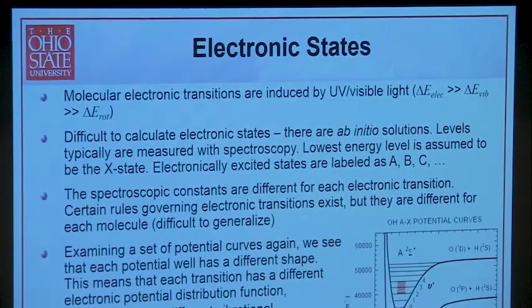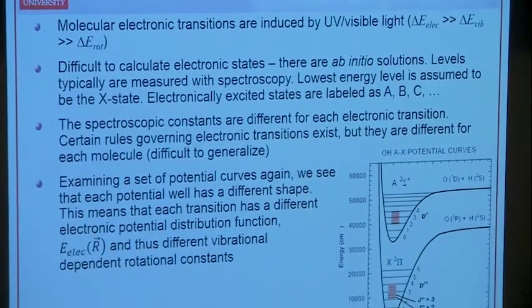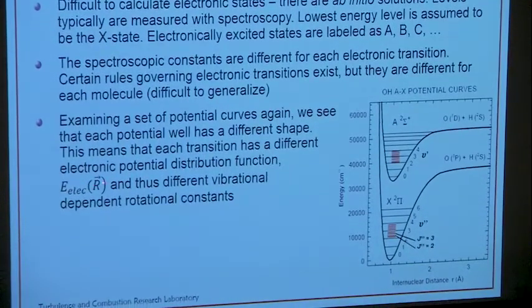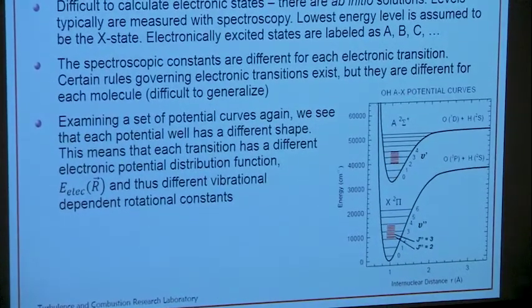So let's look at, again, OH, another set of potential curves. What you can see is actually when we're going from one transition to the other, the actual shape of this potential well is different for each transition. What that means is that each one of these has a different electric potential distribution function, and then they all have different vibrational rotational constants. So this electron transition has all different constants than this, okay? So everything that you learn about this is not necessarily applicable for here.